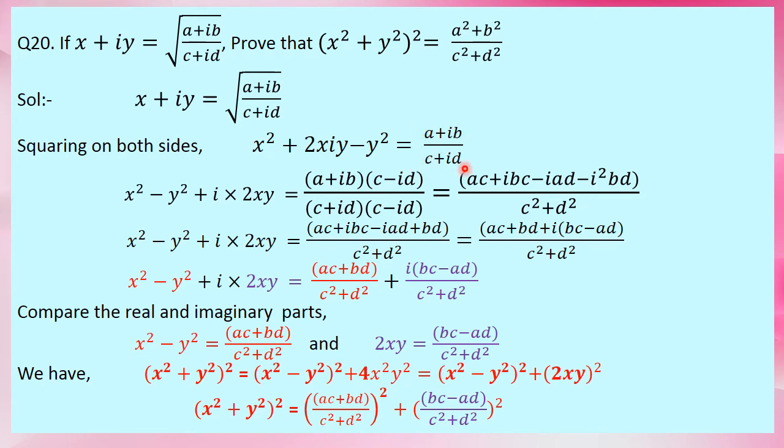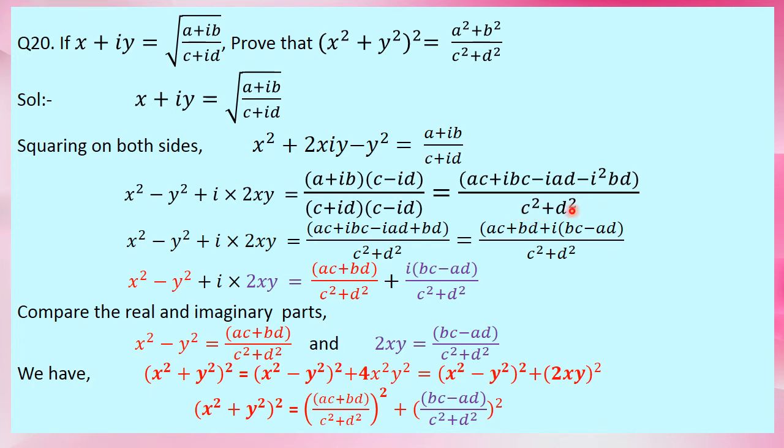Now, on the left hand side we collect the terms without i: x square minus y square plus i into 2xy is equal to a plus ib into c minus id divided by c plus id into c minus id. That is, we multiplied both numerator and denominator by the conjugate c minus id of the denominator c plus id. Now we open these brackets and combine the terms, we will get ac plus i into bc minus i into ad minus i square into bd divided by c square plus d square.